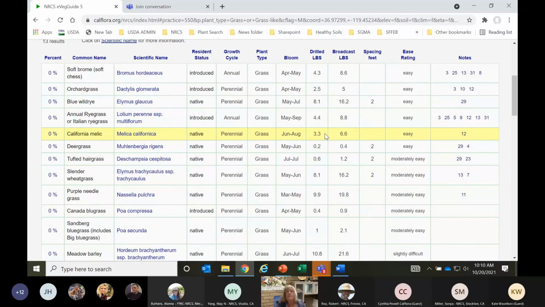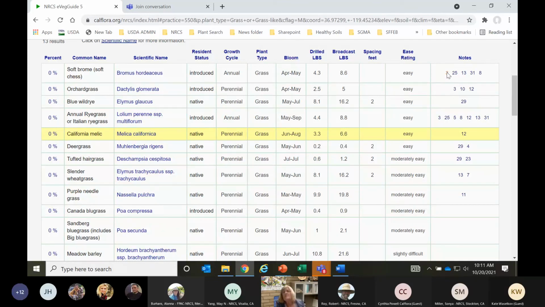I probably won't have time to go into it here, but if you plan to drill, you typically would plant at a lower seeding rate than if you were broadcast seeding. And some of the deer grass, for example, also have a spacing rate if you were going to be planting with plugs. And we also have an ease rating. So some of them are easier than others. Typically, if you're wanting to work with a landowner, people want something that's going to be easy. So then we have a lot of different notes as well.